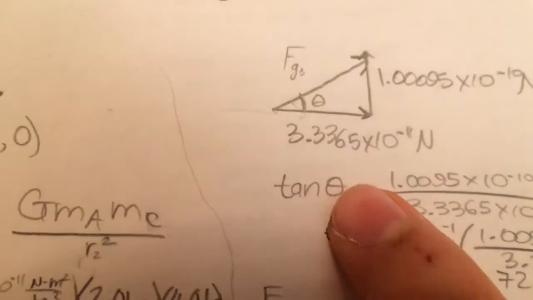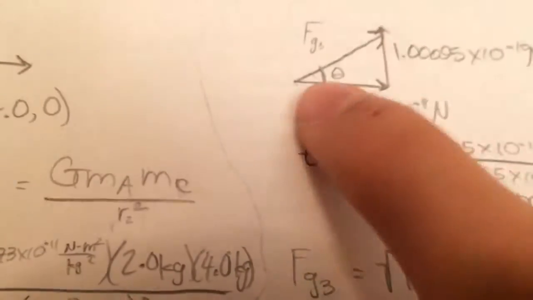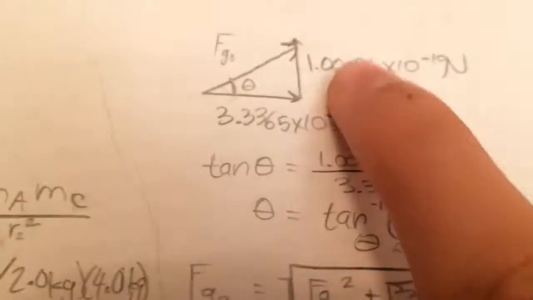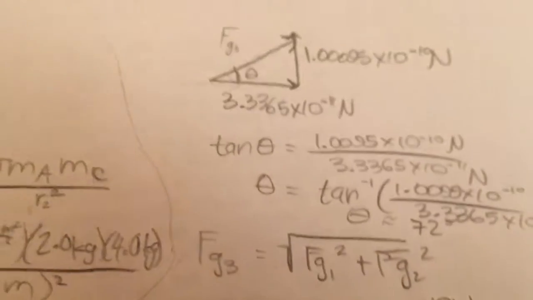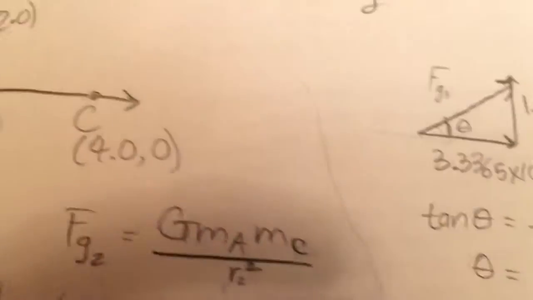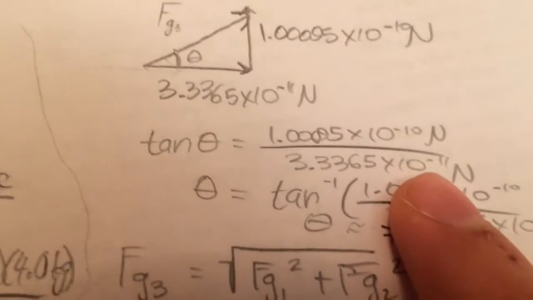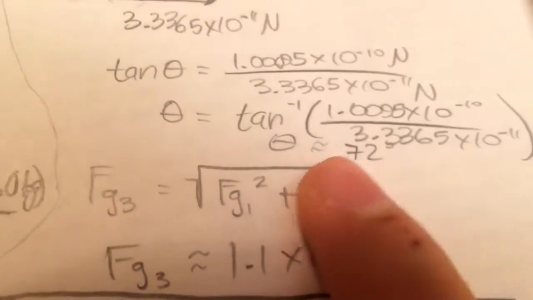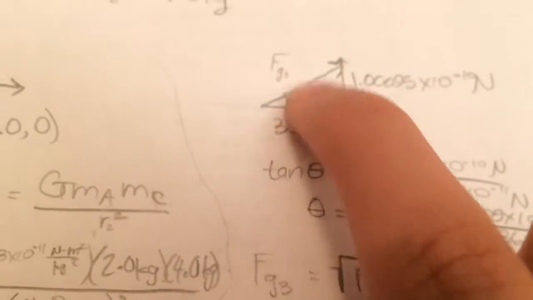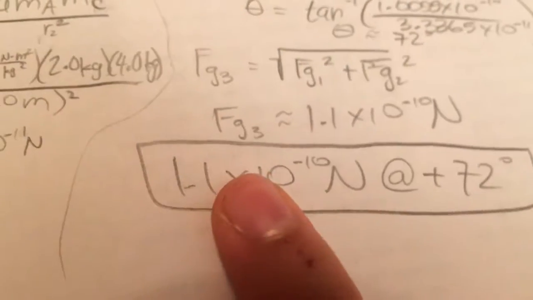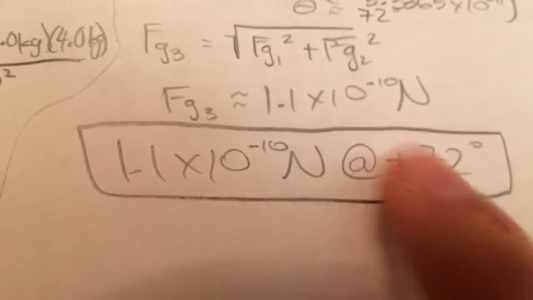Now, in order to find the angle, we can just use our little formula. If we call this angle theta, tangent theta is equal to opposite over adjacent: 1.0095 times 10 to the negative 10 newtons divided by 3.3365 times 10 to the negative 11 newtons. Using trigonometry, we get approximately 72 degrees. Because we know it's going this way, it's going to be above the x-axis, so we can conclude that the net force is 1.1 times 10 to the negative 10th newtons at a positive 72 degrees.